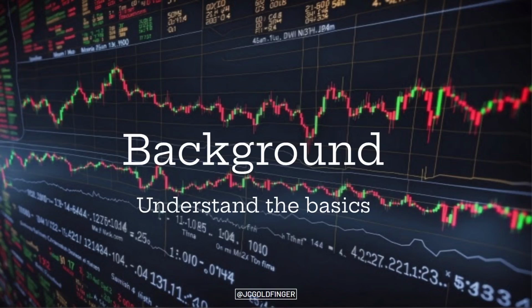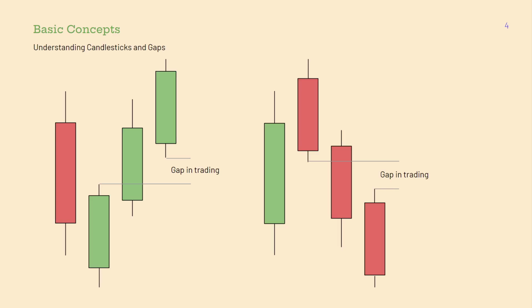Let's understand the basics, some things that many of you may already be familiar with. These are candlesticks. In my slide here, the red ones are bearish candles and the green ones are bullish candles. As you see in these examples, there is a gap in this trading where there is no delivery in this area when it's a bullish move or a bearish move.